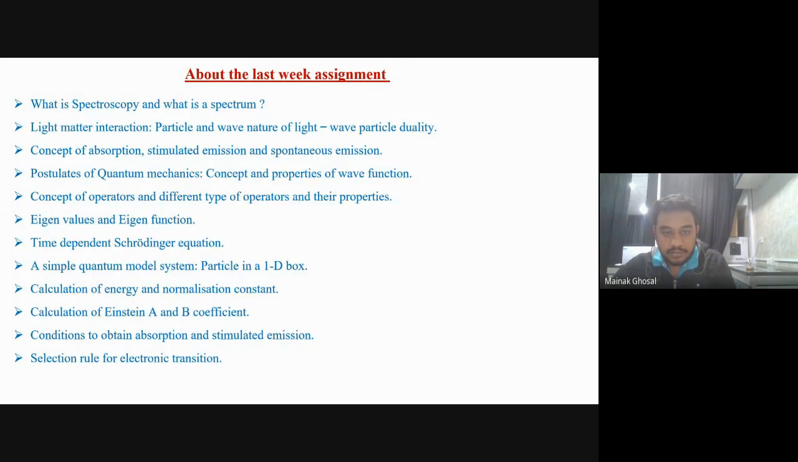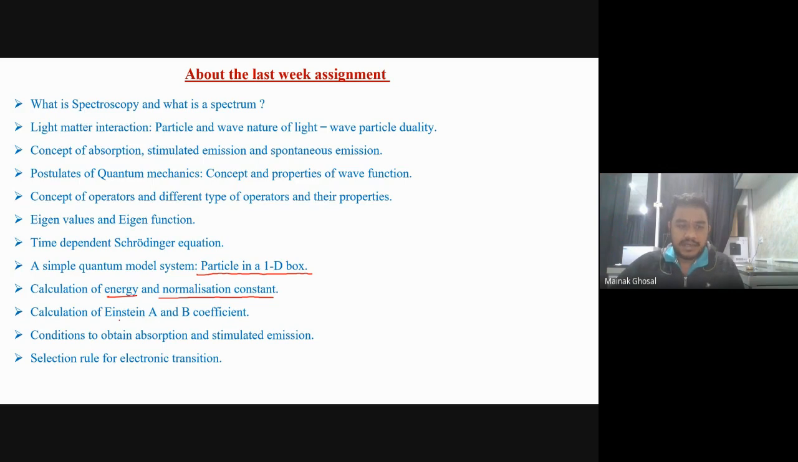Okay, so the particle in a box concept was discussed. What is the particle in a box? It was just a model system to give you a brief introduction of how to calculate the wave function of a system. For this you need to have the boundary conditions. From that you can calculate the energy levels, all that. And also there was a calculation of this energy and also the normalization constant.